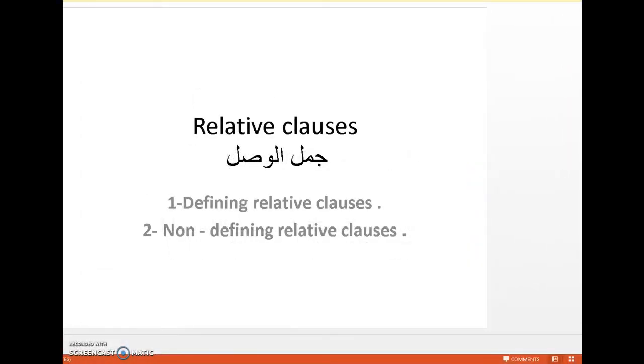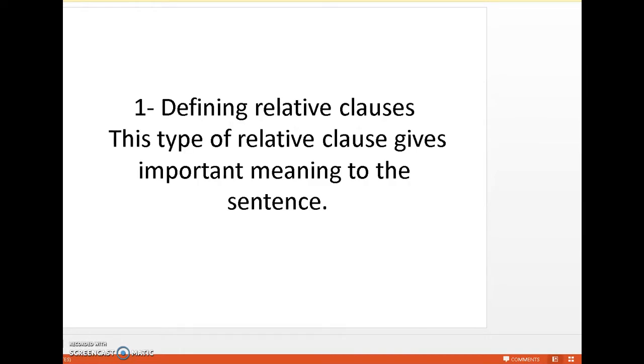Today, inshallah, we're going to discuss relative clauses: defining relative clauses and non-defining relative clauses. Let's start with defining relative clauses. This type of relative clause gives important meaning to the sentence.